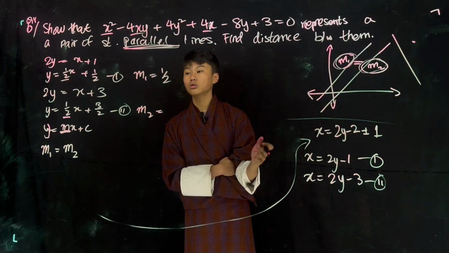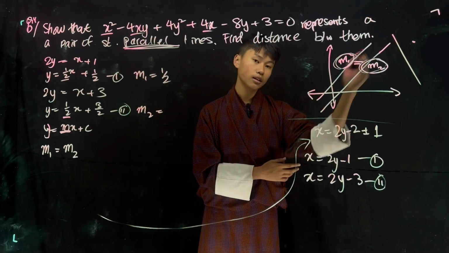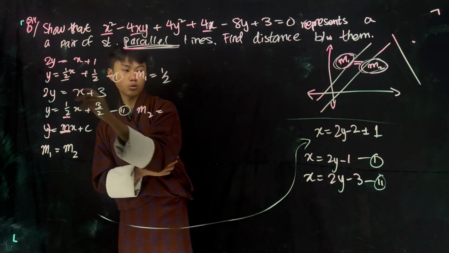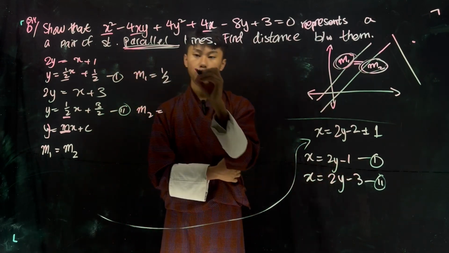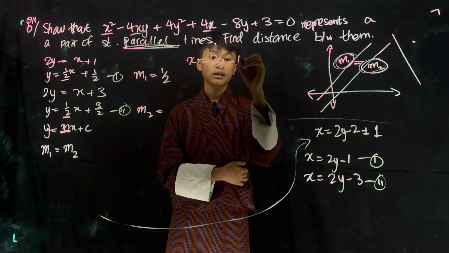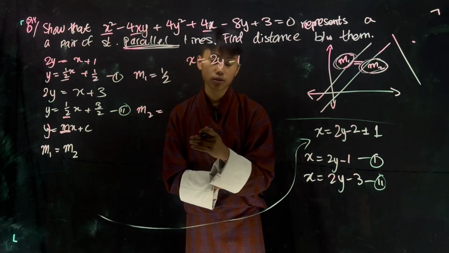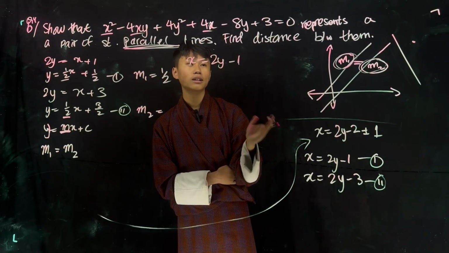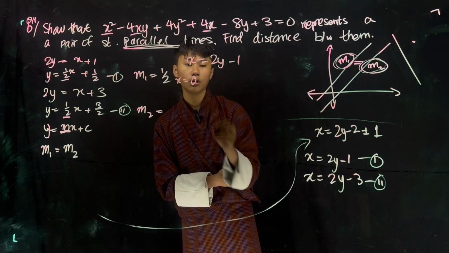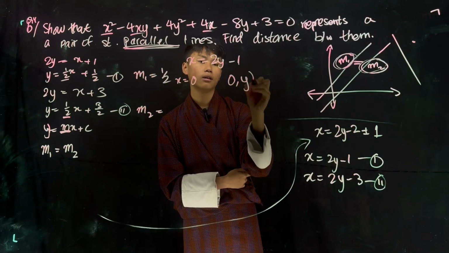So what we are going to do is find a point on a curve, any curve. So let's take the curve of the first equation. Let's take equation number 1 here, which shows that x is equal to 2y minus 1. And let's try to find a point on this graph. Let's try to find its y-intercept, which means the value of x will be equal to 0. So its y-intercept will be located at (0, y).